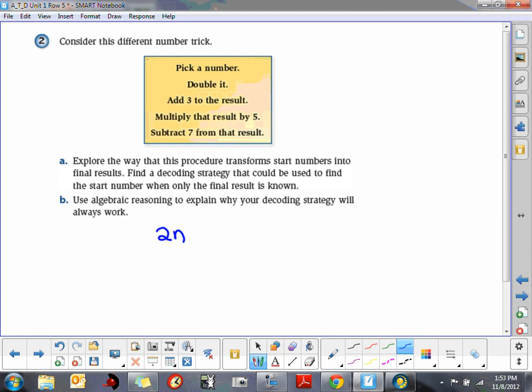Okay, so we just doubled it. Now, add 3 to the result, so just plus 3. So I did that. How do I make sure that result gets multiplied by 5? What did you have to put in? Parentheses. This result always is going to imply special multiplication. Get your parentheses around it. Then finally, subtract 7. Now this is how we're going to try to get our final number.